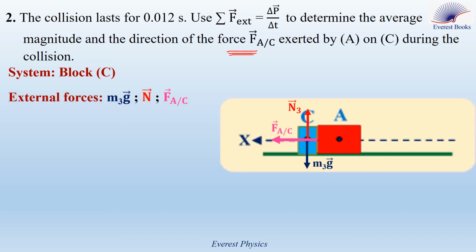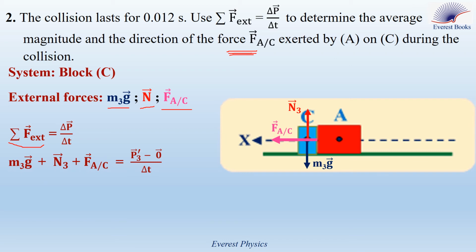Now, what are the external forces acting on the block? We have its weight, m3g, the normal force exerted by the ground, and FAC. Sigma F external is equal to delta P over delta T. The left side of the equation is m3g plus N3 plus FAC. The right side is delta P over delta T. What is delta P? It is the variation in the linear momentum of block C. Remember that block C was initially at rest before the collision.